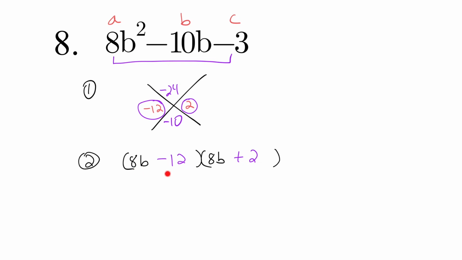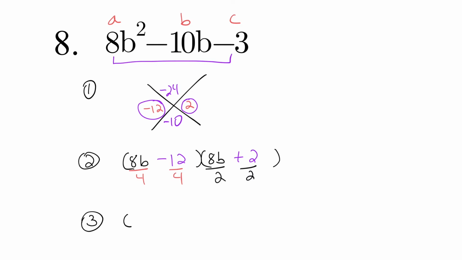So the 8 and the 12, you guys can divide by 4. That's reducing the binomial. And over here, the 8 and the 2, well, you guys can reduce by 2. You guys can divide. So we're doing the third step when a is not 1, and we have to use the X diagram to factor.